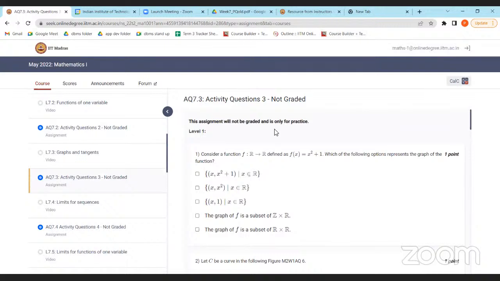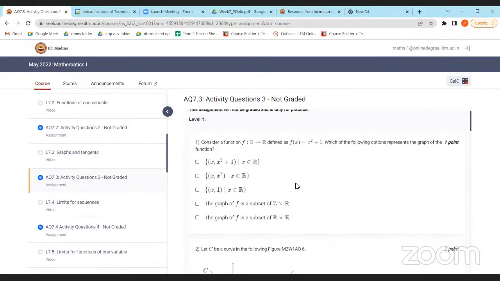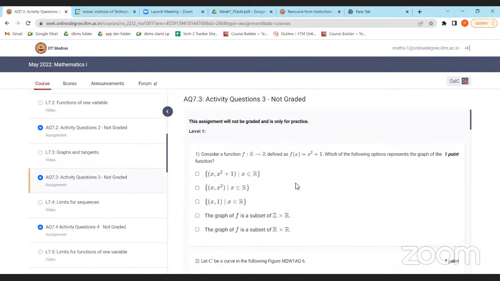How can the graph of f be a subset of Z? F is defined from R to R, right? Now the subset of that will be R to R only. The graph, yes. Z is the integers.